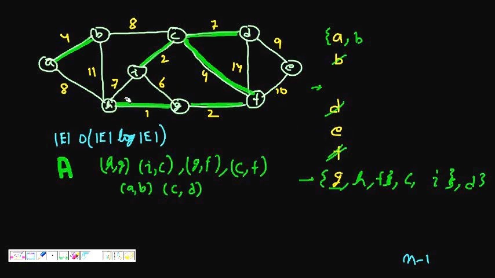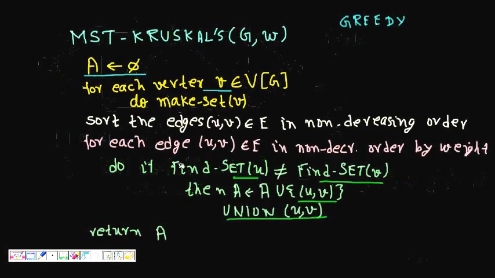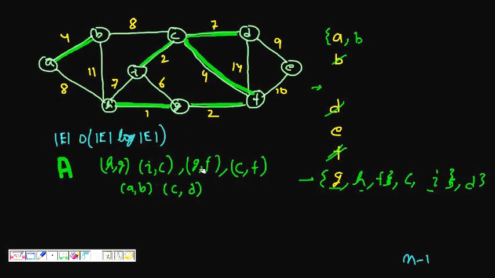Now, can I take HI? H and I are both in the same set. So for HI, we find set of H and find set of I, and they are in the same set. If you join this, it will form a cycle, and a minimum spanning tree is acyclic, so we should not include a cycle. It is rejected, so this is not taken.